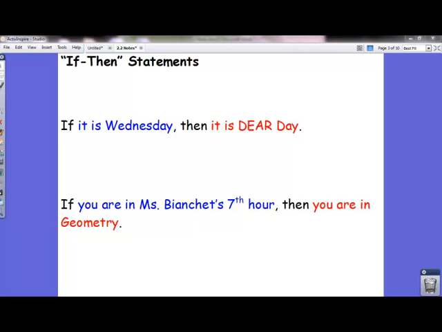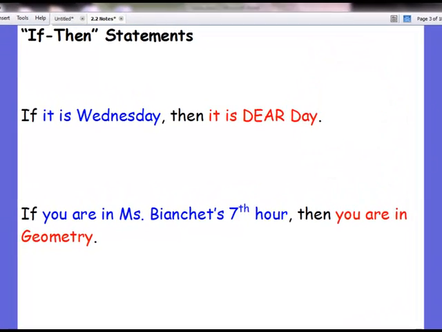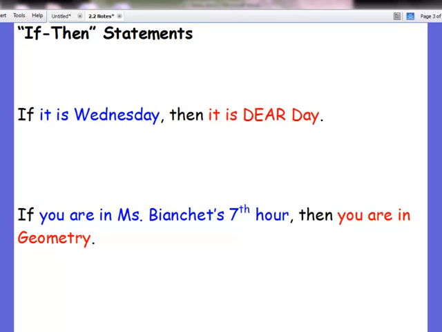Okay, so I'm going to guide you through your notes today, but if anytime you want to write something down and you don't have enough time, just push pause on the video and then you can resume it when you're done writing. So the first thing that we're going to look at is if-then statements. An if-then statement has exactly the words if followed by a then.